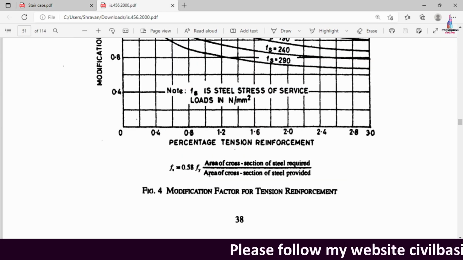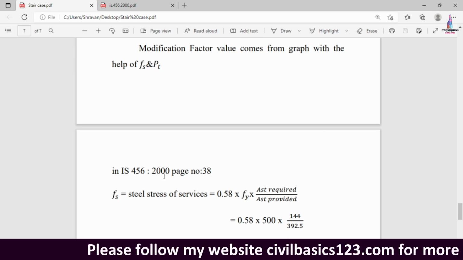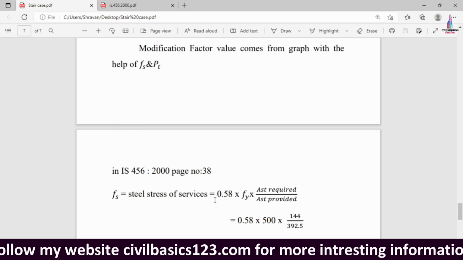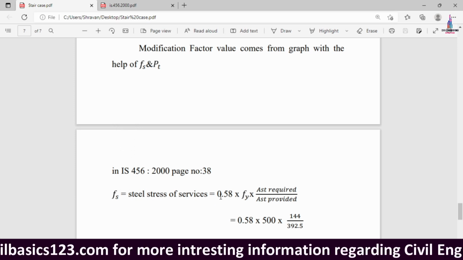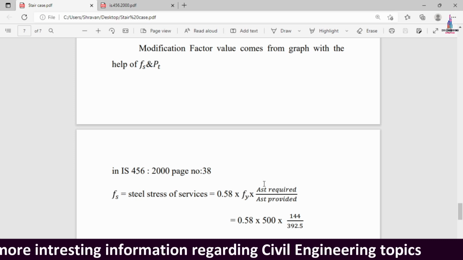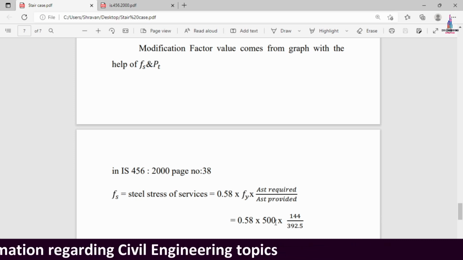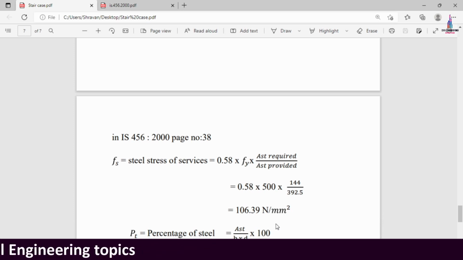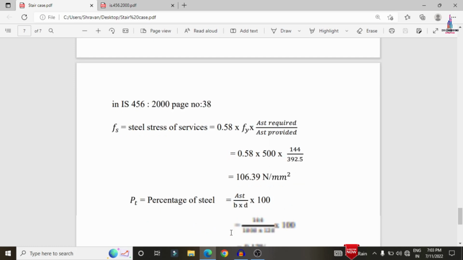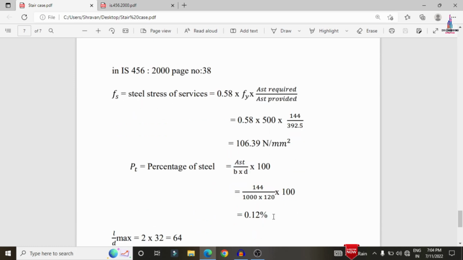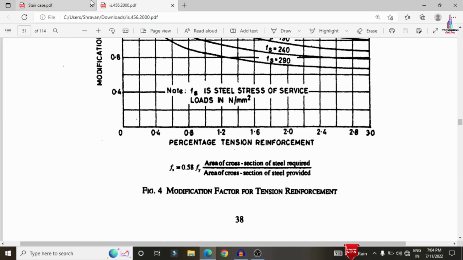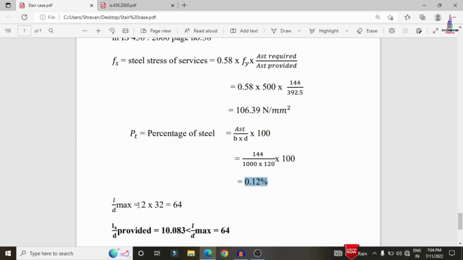According to the IS 456-2000 code, page number 38, FS equals the steel stress at service, which equals 0.58 into sigma y into AST required by AST provided. That equals 0.58 into 500 into 144 divided by 392.5, which is 106.39 Newton per mm square. Again, PT percentage is AST by B into D into 100, which is approximately 0.12 percent. For the respective values of 106.39 and 0.12 percent, the modification factor is 2 here. If you calculate the L by D max value, we get 2 into 32, which equals 64.